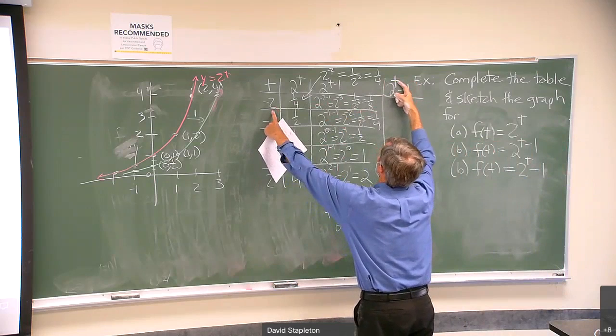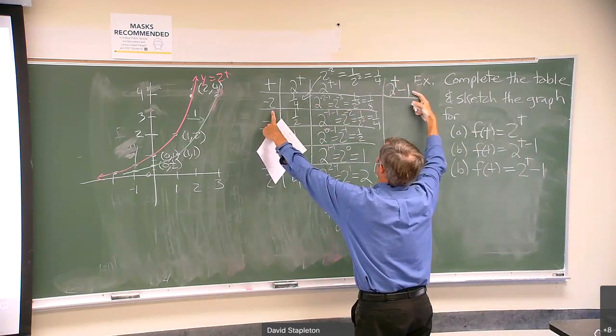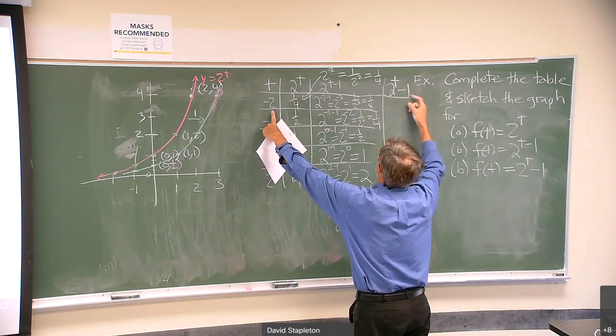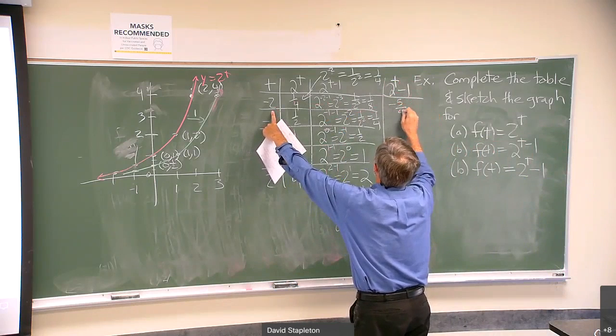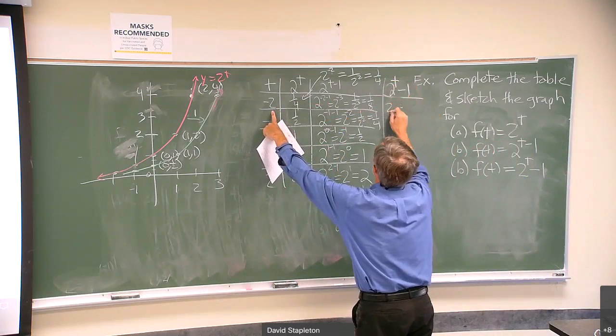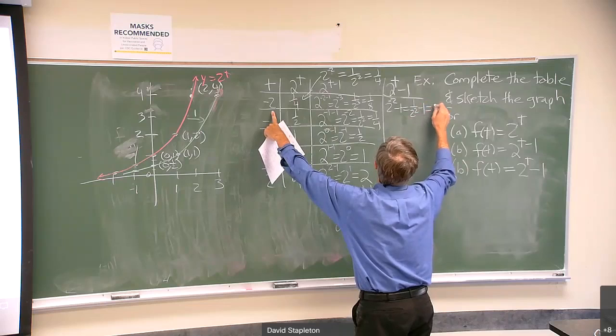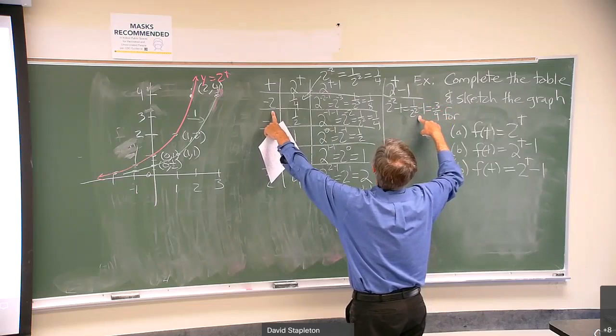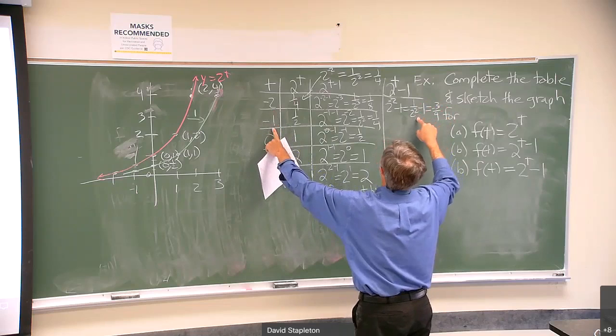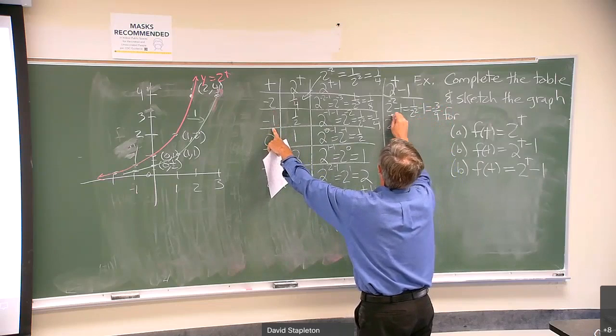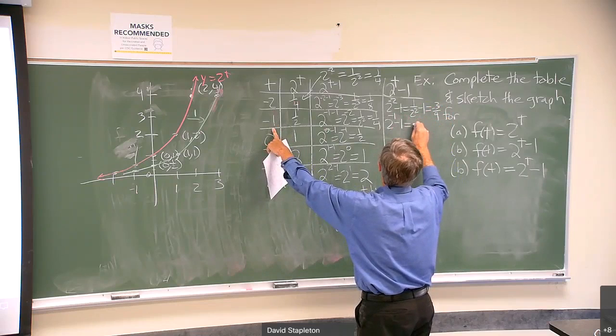2 to the minus 2 is 1/4, minus 1 is minus 3/4. 2 to the minus 1 is 1/2, minus 1 is -1/2.